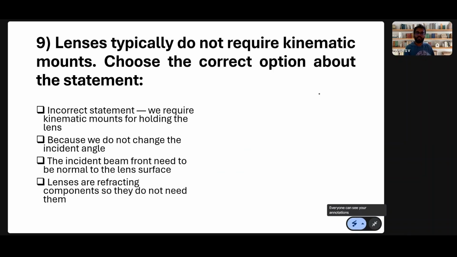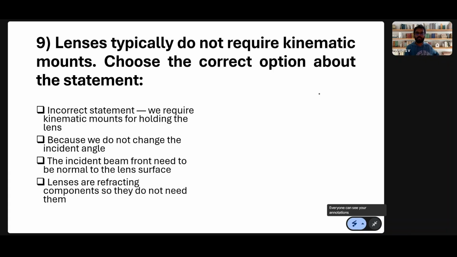So next question: lenses typically do not require kinematic mounts. Choose the correct option about the statement. Options are: incorrect statement, we require kinematic mounts. Option B is because we do not change the incident angle. Third option is the incident beam front needs to be normal to the lens surface. The fourth option is lenses are refractive components, so they do not need them.